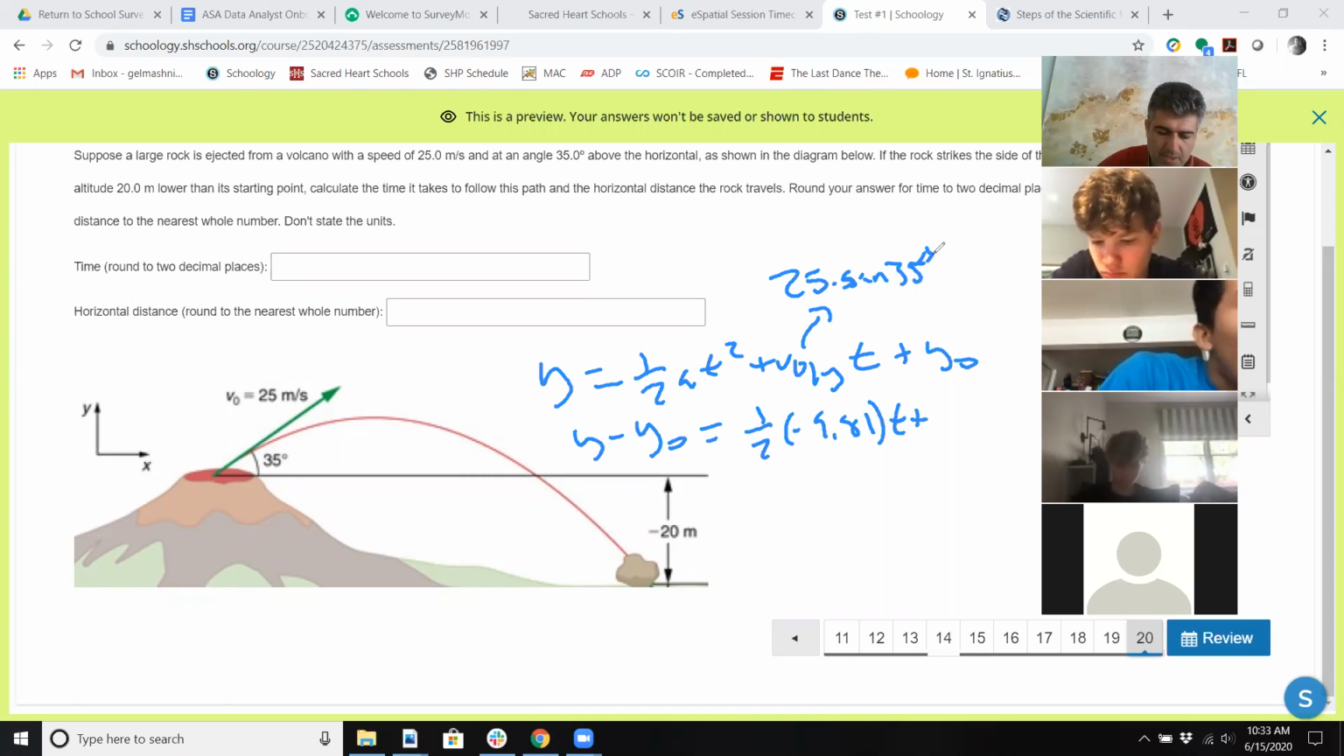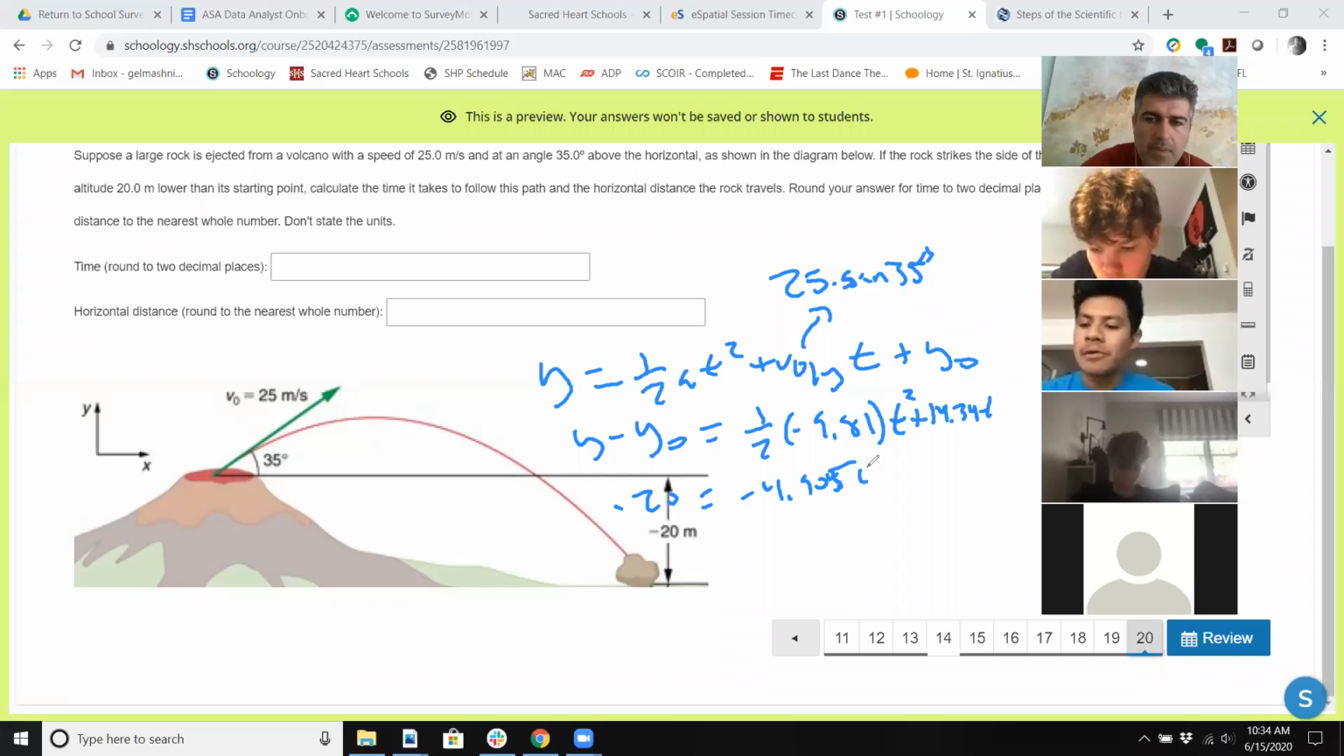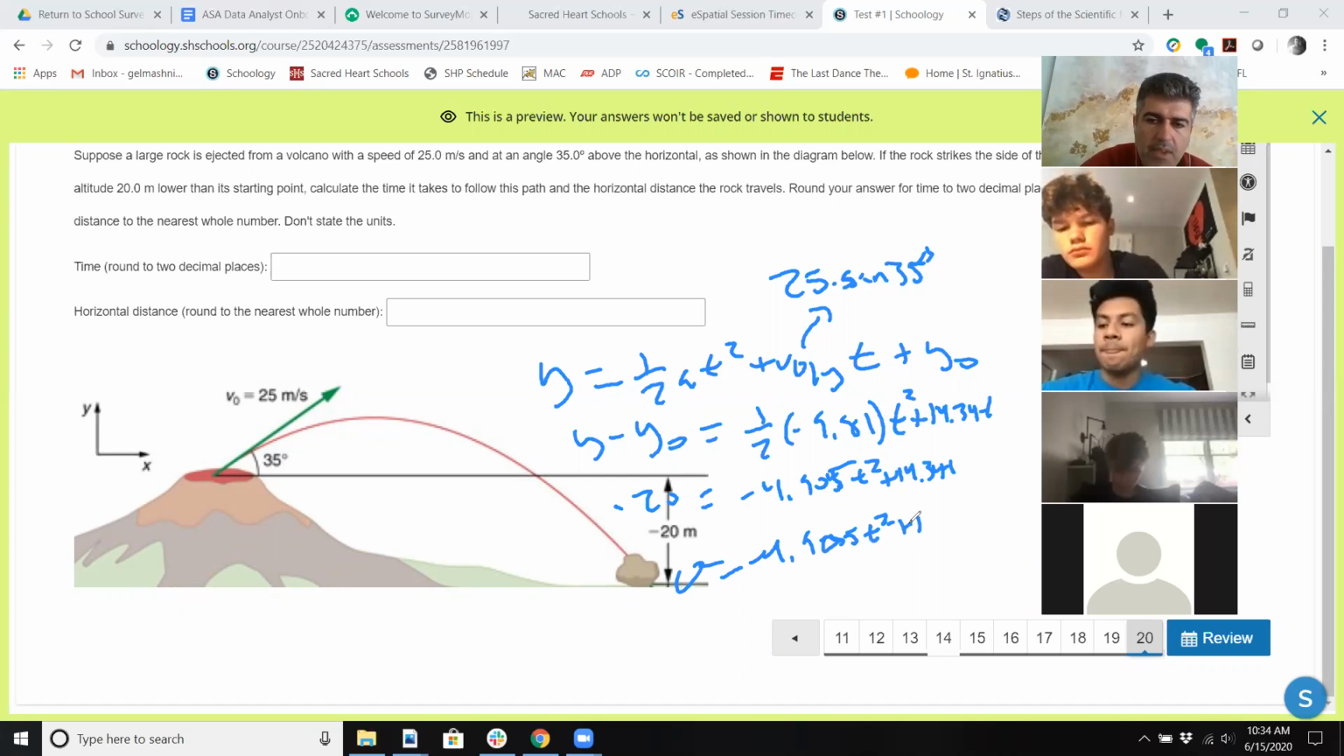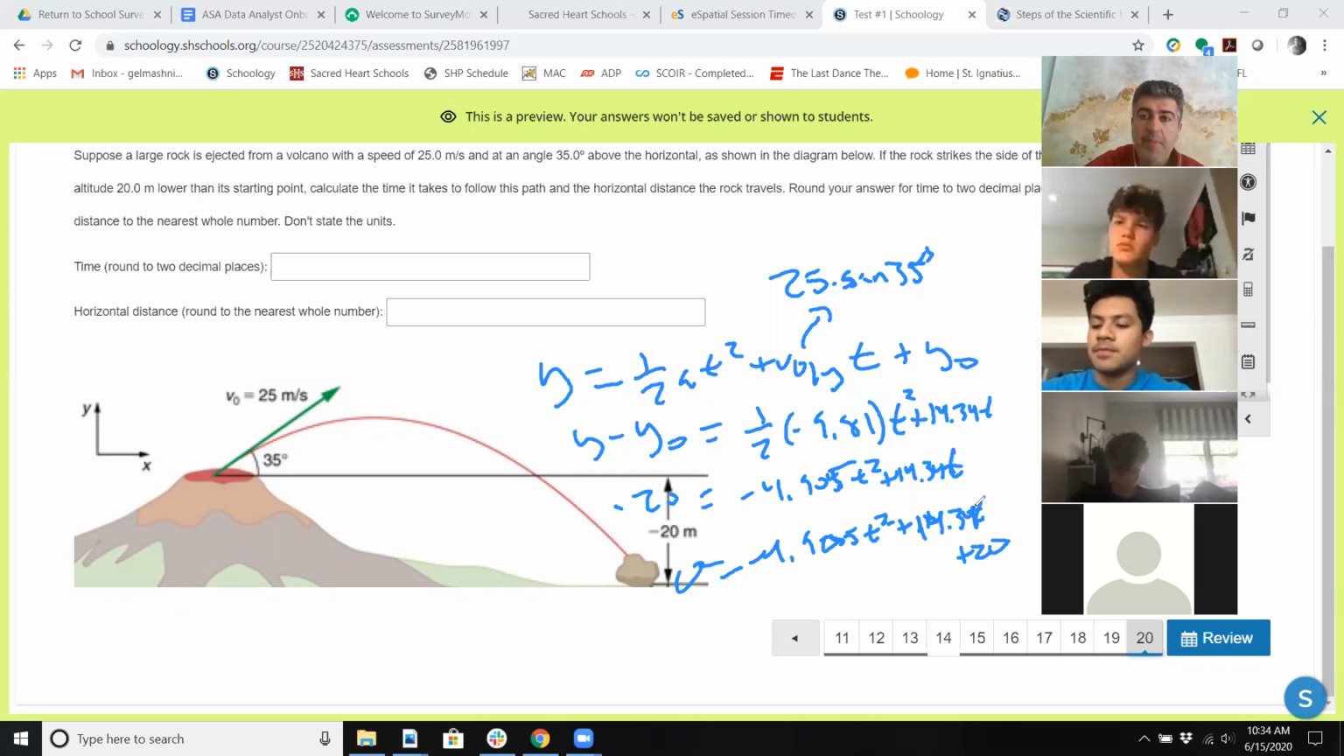So 25 times sine of 35 is 14.34. That's the other thing too, if you're rounding a little too soon, that can impact the results. And of course, that's -20 equals -4.905 t squared, mind you, plus 14.34 t. Move that over to the side, plus 20. And then you could use Desmos at this point, or the quadratic formula. I'd probably use Desmos if I were you. If you plug all that in, let me actually go to Desmos right now.